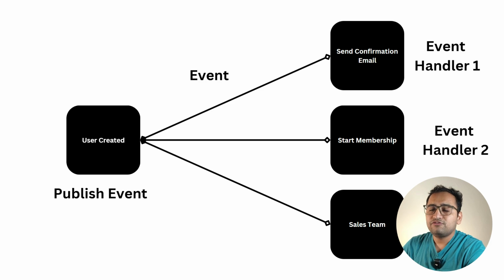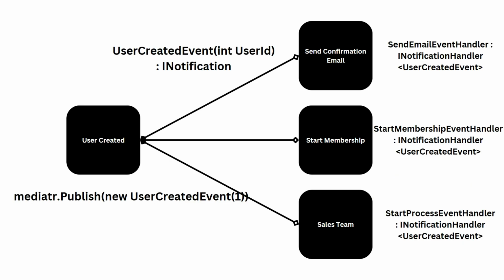Now let's understand how the code will look if you are using the MediatR library. This is the same diagram that I'm using, but here you will notice that on this user created concept we need to publish the event, and we can publish this event by using the MediatR library. So I'm using this MediatR.publish.